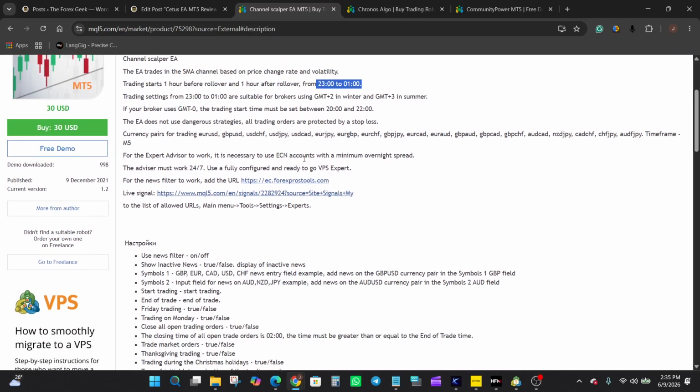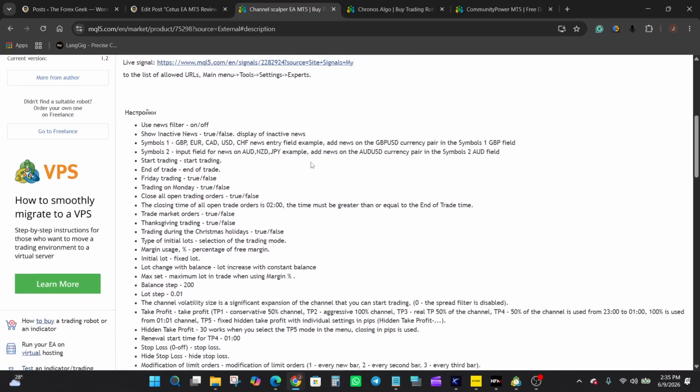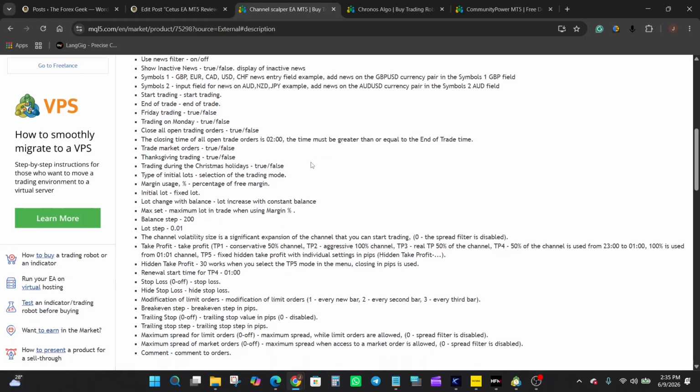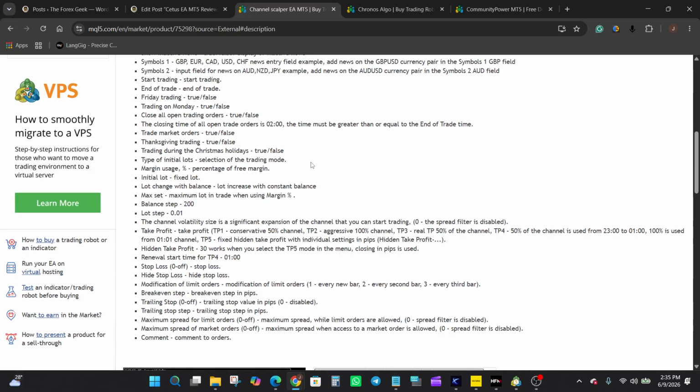Now, moving into settings, I can see a fairly detailed configuration area. There is a news filter option, trading time controls for different days of the week, and even holiday trading controls like Christmas and Thanksgiving filters. So this gives the user a lot of control over when the EA is allowed to operate.